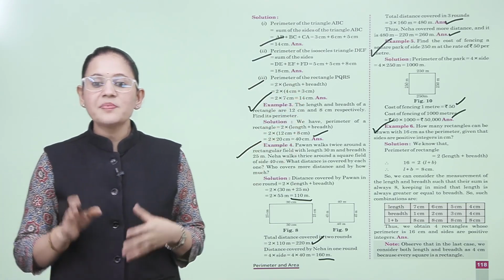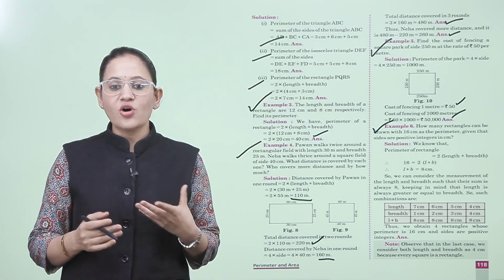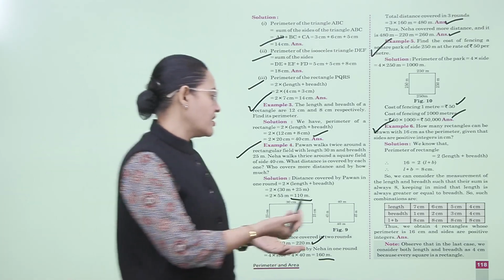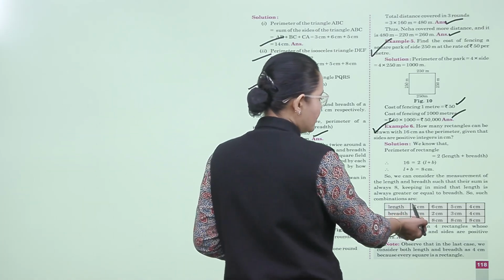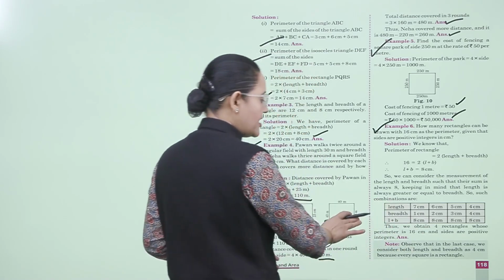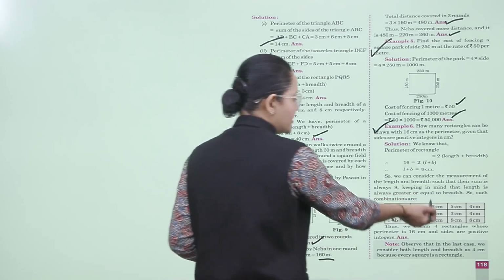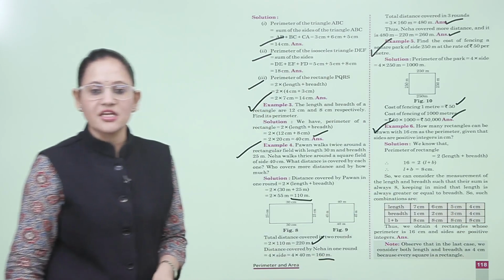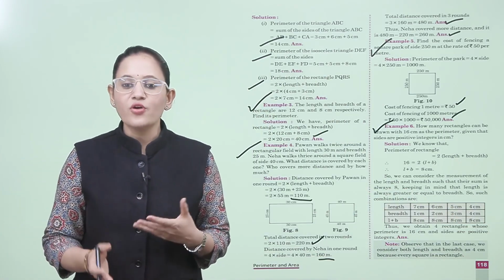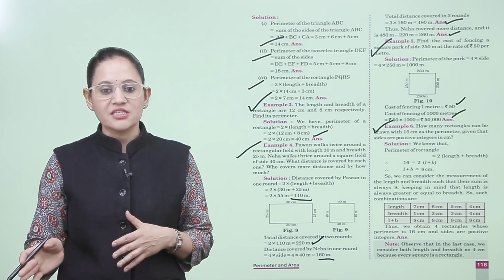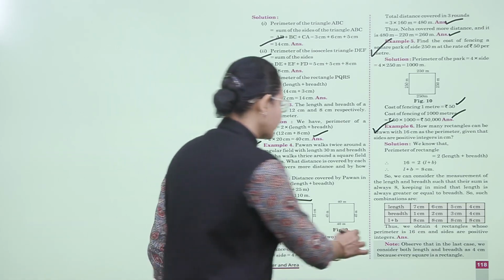Clear? So keeping that in mind, length is always greater than or equal to breadth. So we'll make such combinations. Like we can take length 7 and breadth 1, then L plus B is 8. Then 6 and 2, 5 and 3, 4 and 4. So these combinations we can take. Thus we obtain 4 rectangles whose perimeter is 16 centimeter and sides are positive integers. Clear? Note.